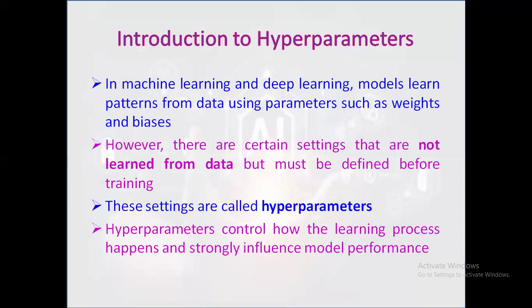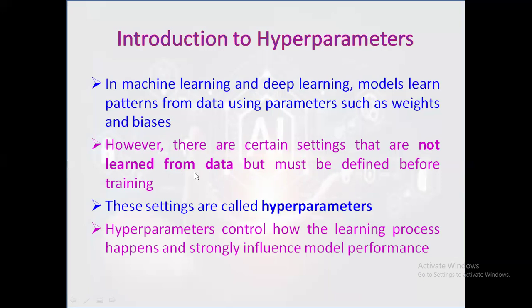First, we'll see an introduction to hyperparameters. Models learn patterns using parameters such as weights and biases. In machine learning and deep learning, models adjust internal values like weights and biases during training to minimize prediction error. These parameters are learned automatically from the data and represent the knowledge the model acquires about the relationship between inputs and outputs. Some settings are not learned from data.